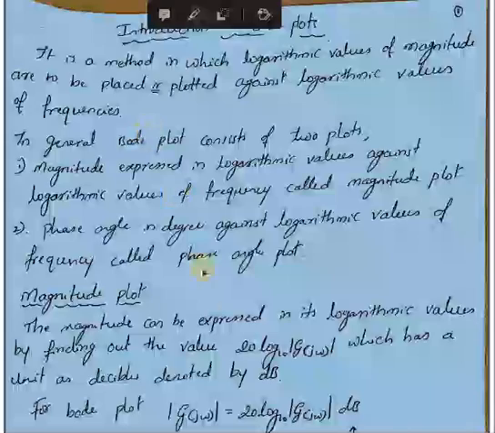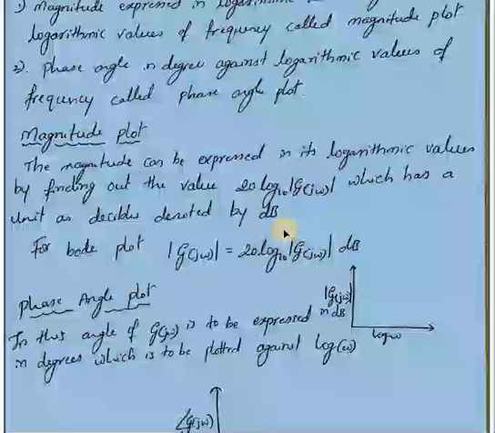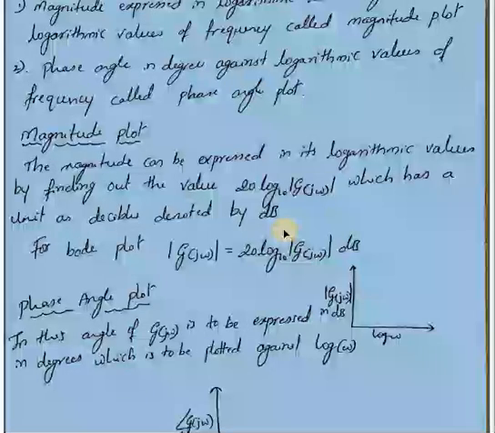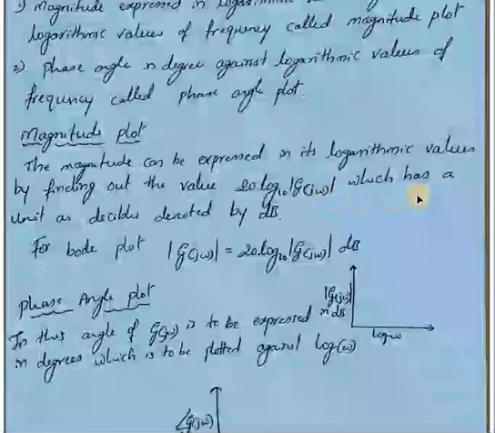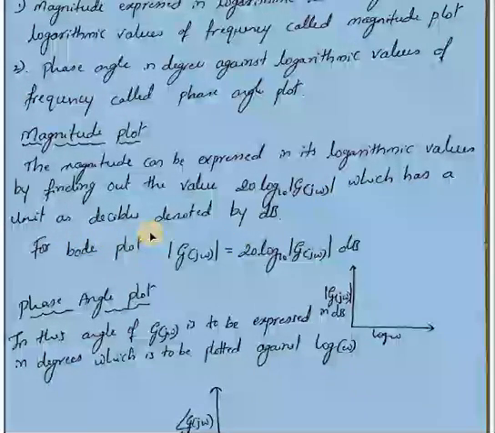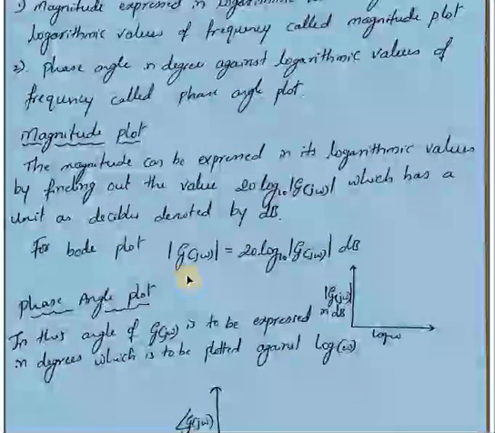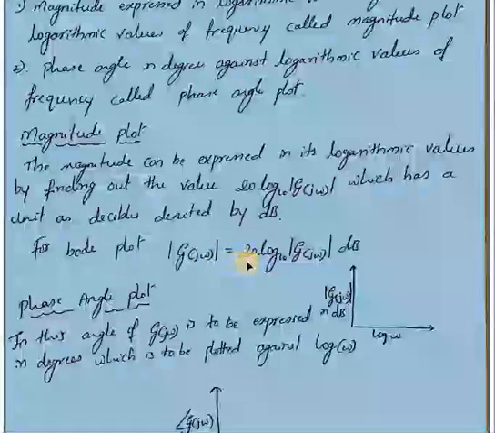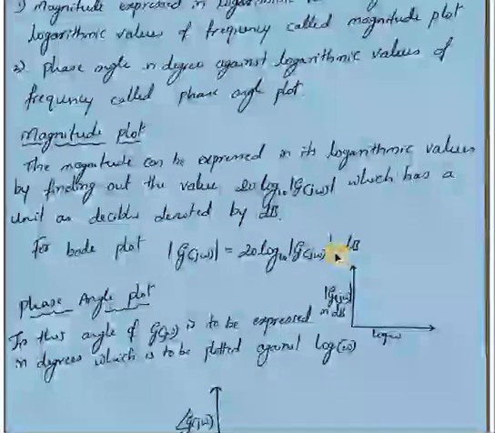Okay. So in that, the first one is the magnitude plot. Here the magnitude can be expressed in logarithmic values by finding the value of 20 log to the base 10 of the determinant of G of j omega, which has a unit of decibel and is denoted by dB. So for the Bode plot, the magnitude of G of j omega is equal to 20 log to the base 10 of the magnitude of G of j omega dB.